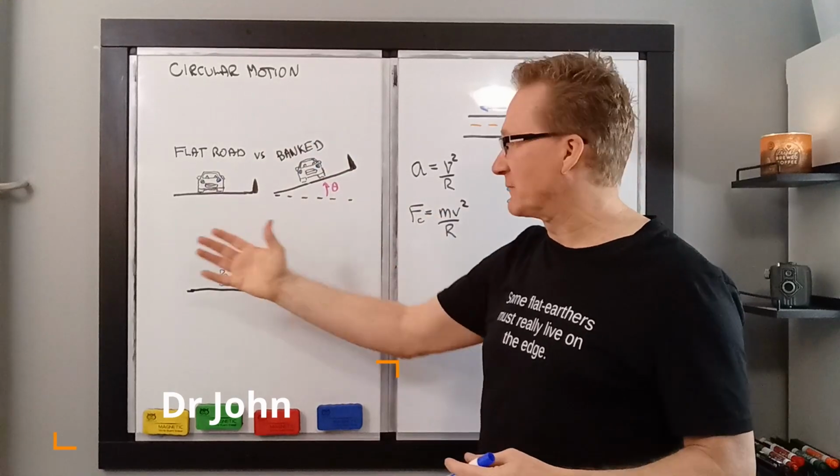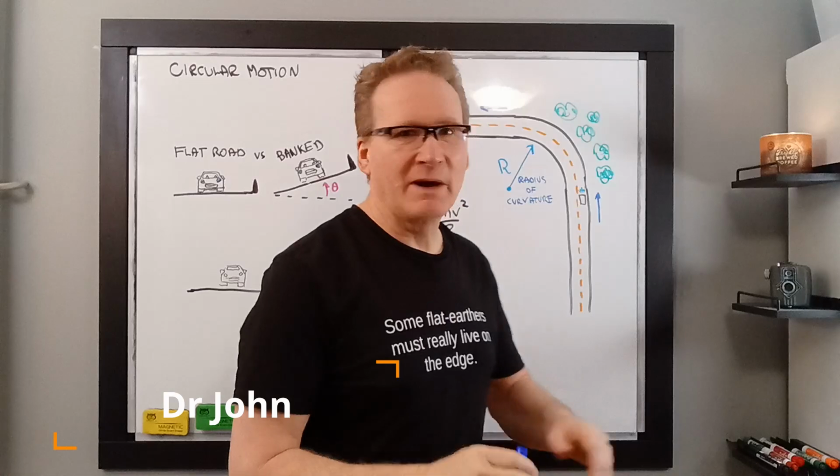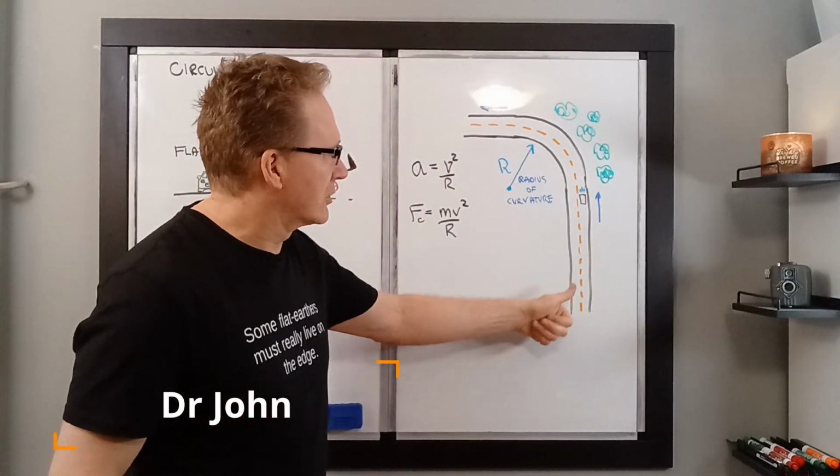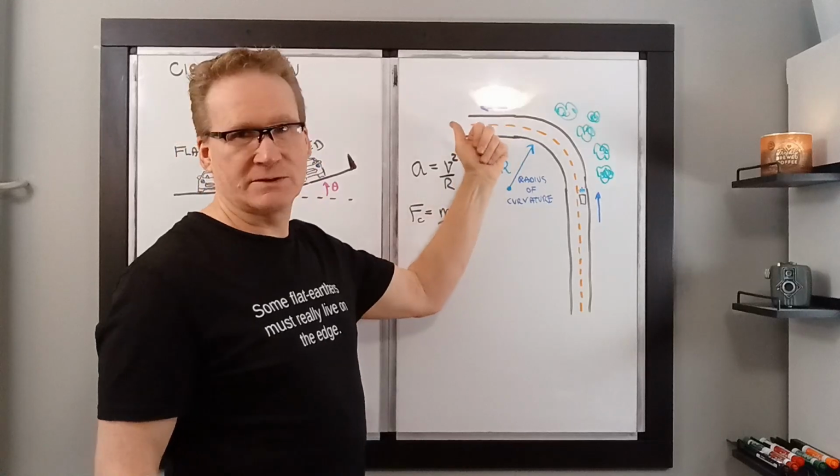Actually, this is two problems. I've wrapped them into one: a car on a flat road and a car on a banked road. What I mean by that is this. Here we have the car going up the road like this, in the direction of the arrow, and then it's turning until it's going in this direction here.